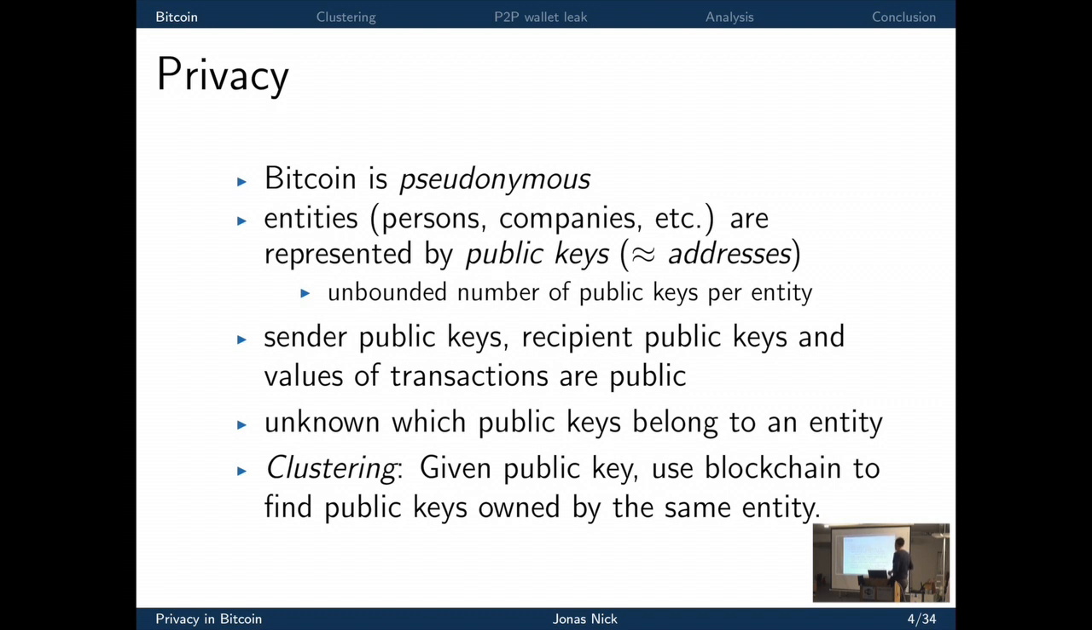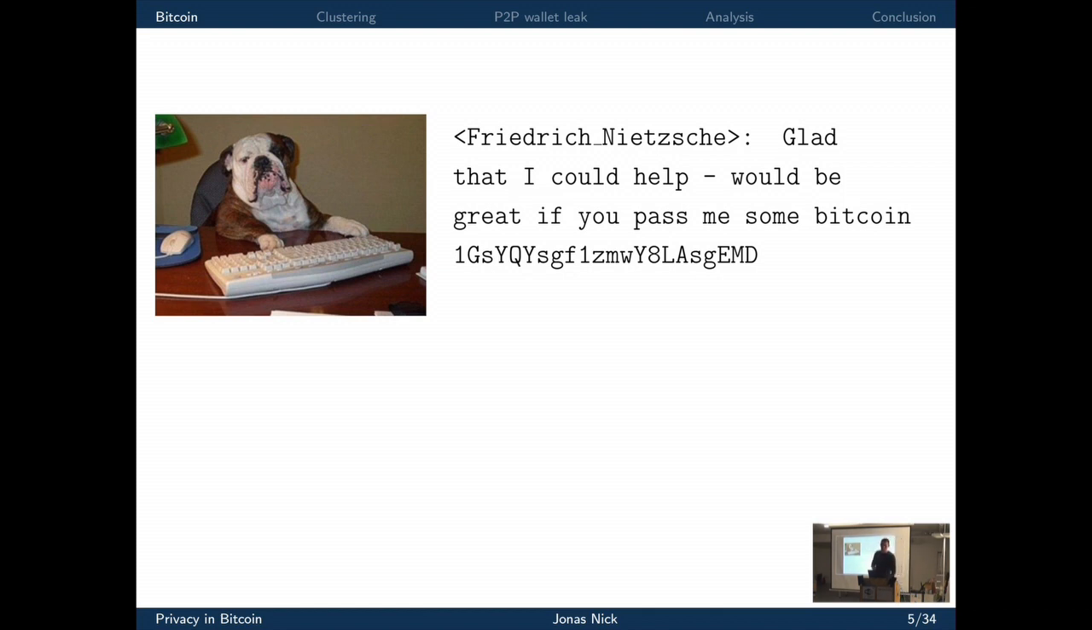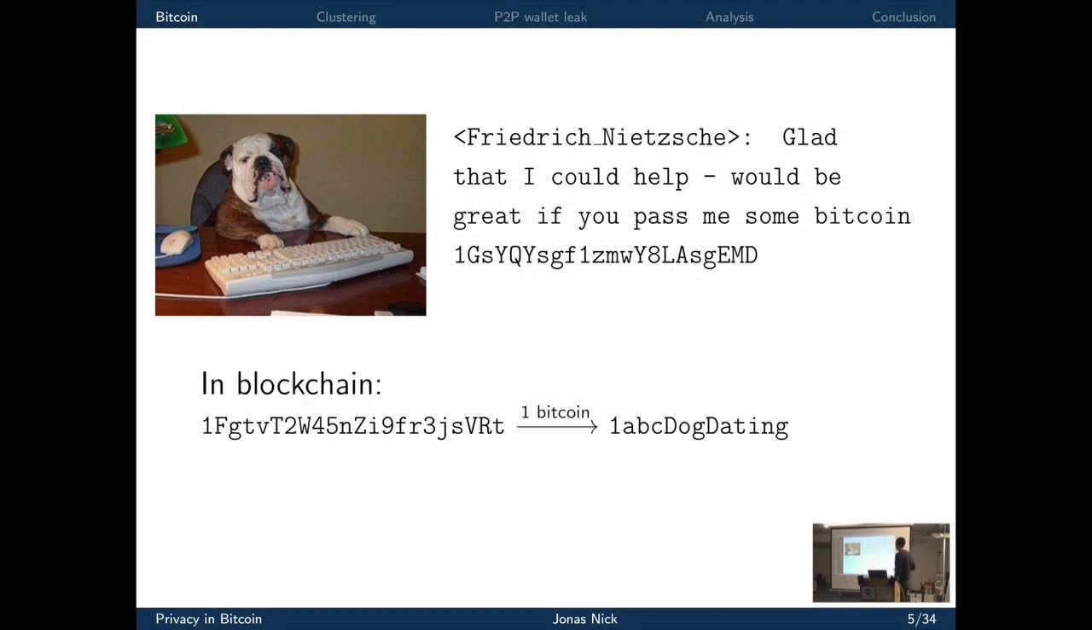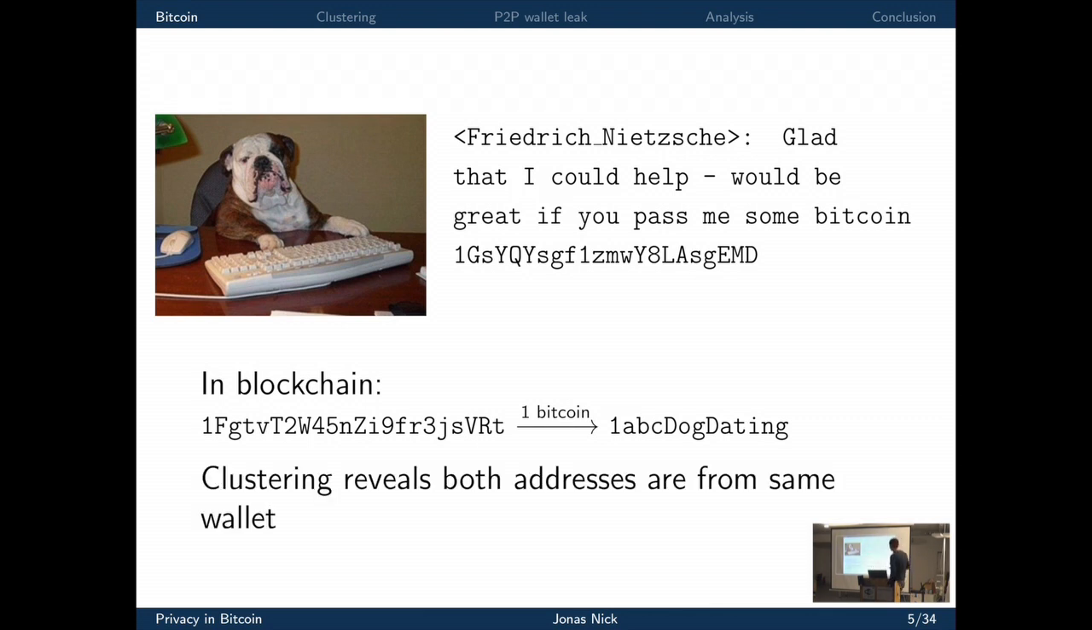This kind of property, the pseudonymity, has initiated a research field called clustering, which is the problem that, given a public key, find public keys which are owned by the same entity, and you're only allowed to use the blockchain, so you look at the transactions. So, for example, let's say there's someone in a chat room and he reveals his address or public key. Okay, so you know that public key belongs to that username, and then in the blockchain you see, for example, a transaction going from another address to some dating service. So now, using clustering, you could find out that those actually belong to the same person. And then you can conclude that Friedrich Nietzsche is actually a dog, for example.